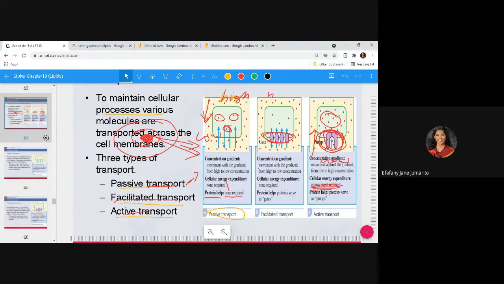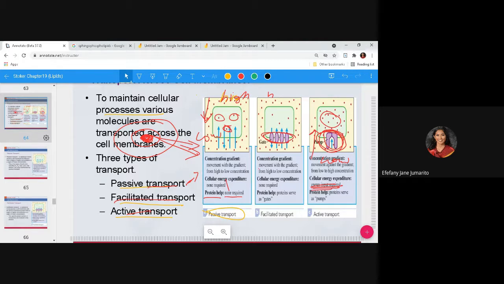Okay. All right. What about the concentration gradient? What's the difference between facilitated and active transport in terms of concentration? Facilitated, ma'am, is high to low concentration. Then active is low to high, ma'am. Okay, low to high. All right, so we have that one.